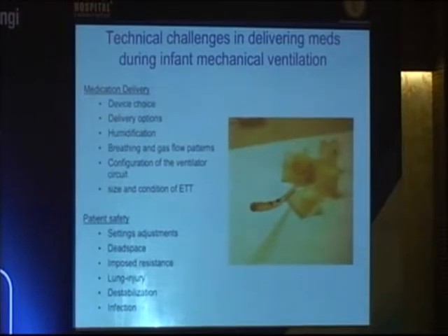You saw what happened when I disconnected that lung from the oscillator earlier. It completely closed down. So are you willing to run the risk of de-recruitment, atelectrauma, by disconnecting them from the ventilator, hooking them back up just for a nebulizer treatment? I'll leave that up to you. The other thing is infection. Every time that you interrupt the circuit, you have the potential to introduce pathogens into that circuit.